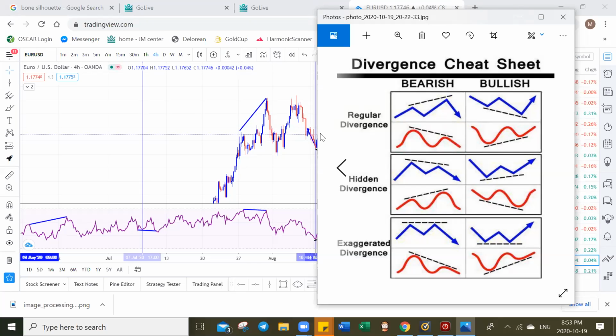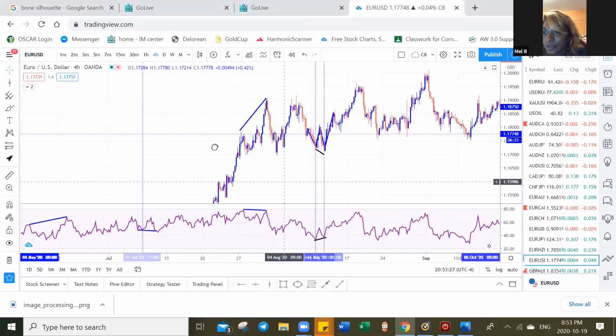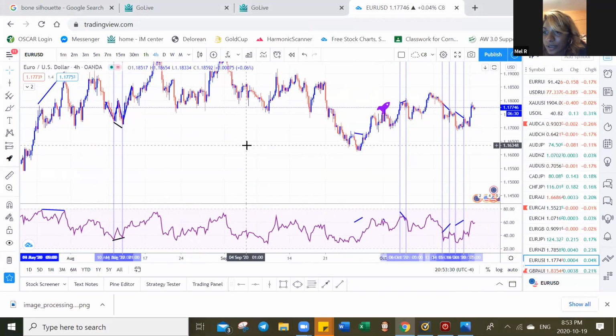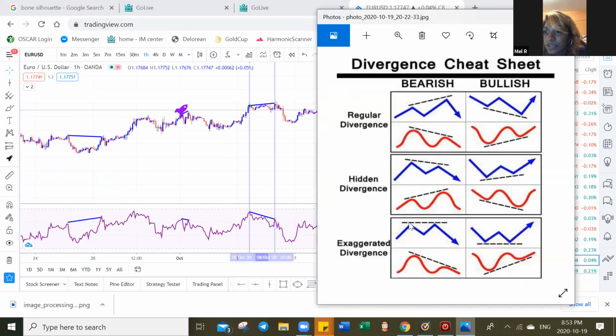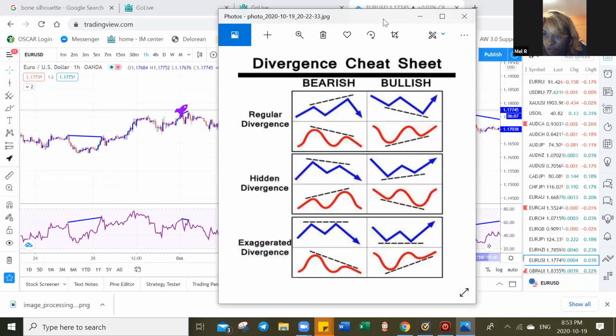Can you go over hidden one more time? Yeah, definitely. Let's see if we can find one. Okay, so let's look at hidden one more time. For the bearish hidden divergence, we have price going in a downtrend, and then your RSI doing the complete opposite, going up. On the bullish side, you have price going up in an uptrend, and the RSI or your indicator doing the complete opposite and going down.